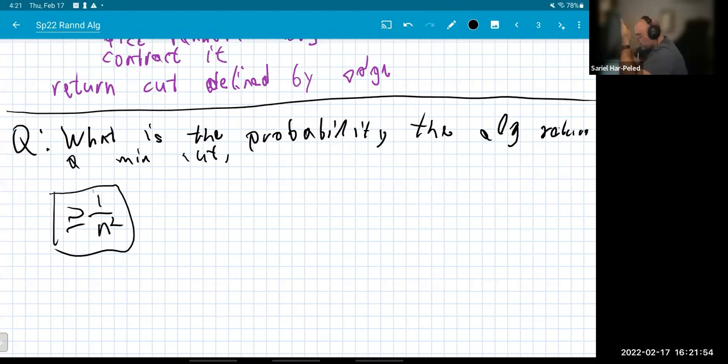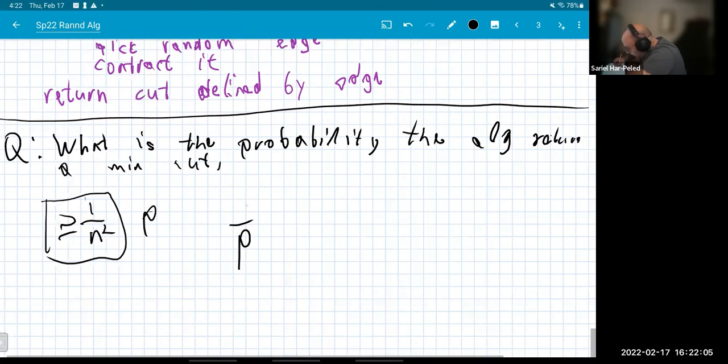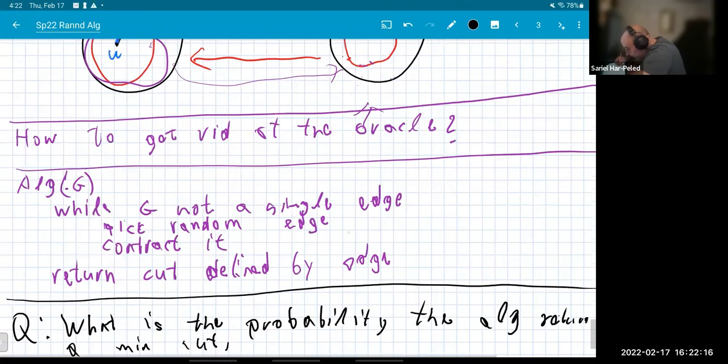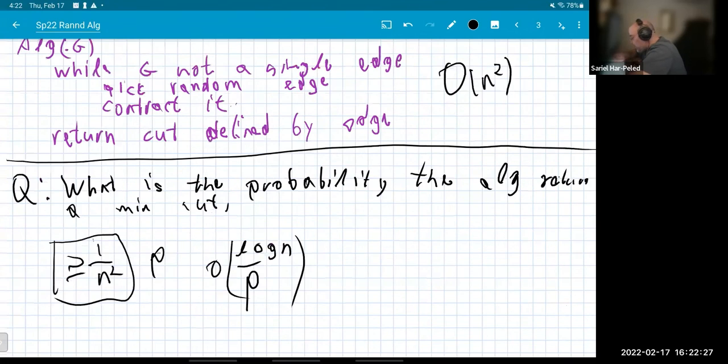Now I use amplification, right? This is p, then I need to run it 1/p times to get success with constant probability. If I run it log n over p times, I will get high probability, right? Now, to remind you, a contraction takes O(n) time. We are doing it in O(n) time, so this algorithm has running time n squared, right? The probability is roughly 1/n squared, so I have to run it something like n squared times. So the running time of this algorithm is going to be something like n to the 4th log n.